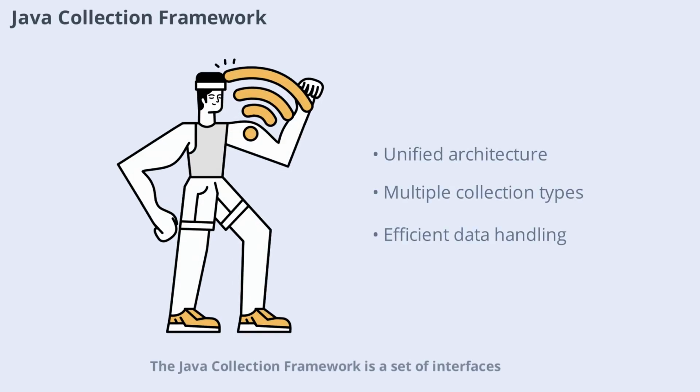The Java collection framework is a set of interfaces and classes for storing and manipulating groups of objects. It includes popular classes like ArrayList, Vector, LinkedList, PriorityQueue, and TreeSet, as well as interfaces such as Set, List, Queue, and Deque. The framework provides a unified architecture for working with different types of collections efficiently.